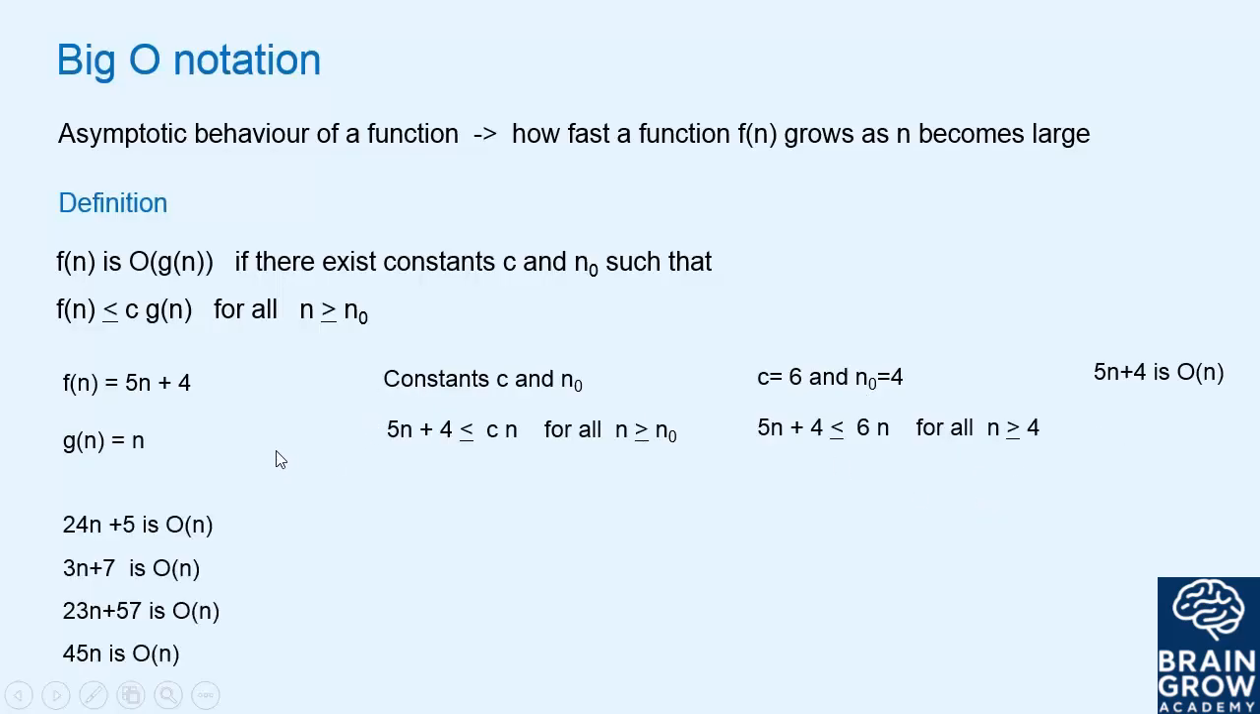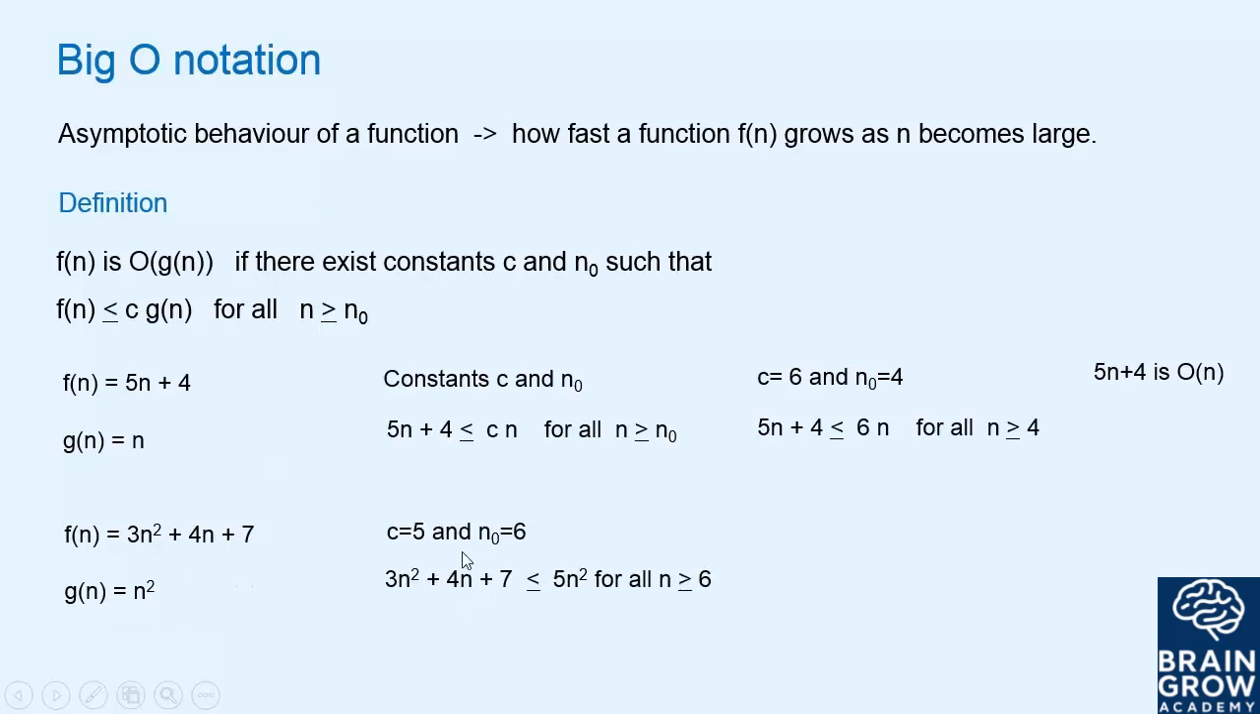Similarly, we can show that these functions are also big O of n. Now suppose we have this function f and we have this function g. By taking appropriate constants, we can show that this function 3n square plus 4n plus 7 is order of n square. Similarly, we can show that these functions are also order of n square.